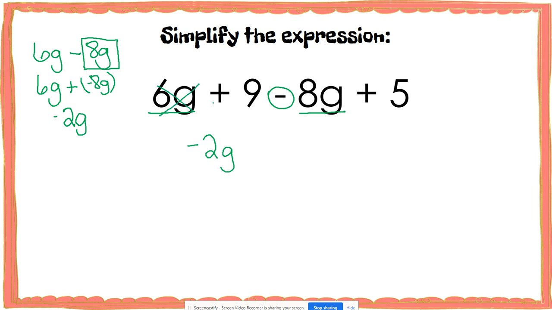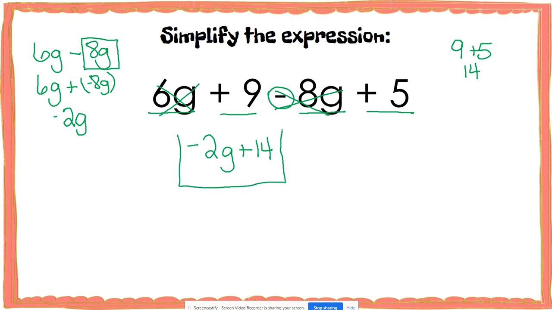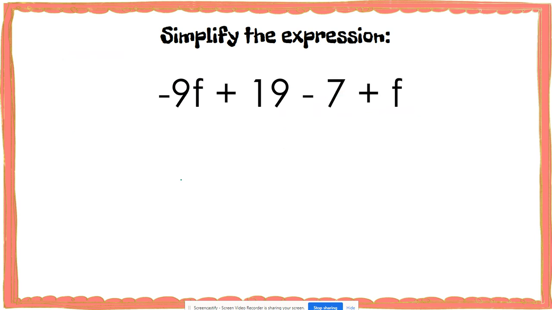Now that these have been combined, I can take them out of my expression and I can find other like terms. I notice that I have a positive 9. I know that it's positive because there is a plus sign in front of it. And then I also have a positive 5. Well, this is the same as saying positive 9 plus 5. When I solve 9 plus 5, I get a value of 14. Since that 14 is positive, I am going to write plus 14. So the simplified expression is going to be negative 2g plus 14. Let's look at another expression.